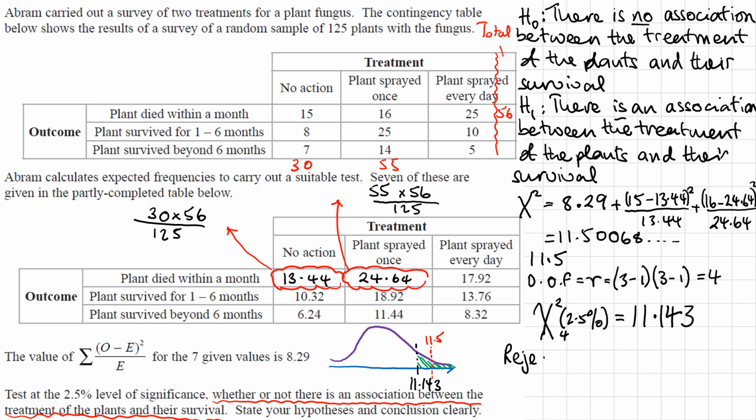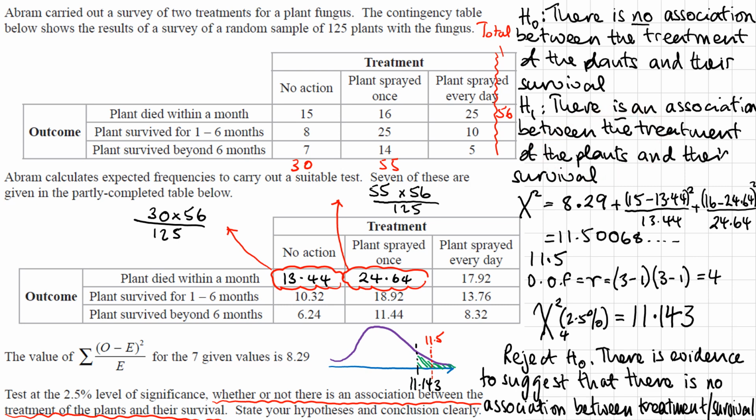With any hypothesis test, you always need to write a conclusion. We go back to what rejecting H0 would mean, and it's this statement here. So now we write our conclusion. Due to lack of space, I've shortened this down, but we write something like, there is evidence to suggest that there is an association between the treatment of the plants and their survival.